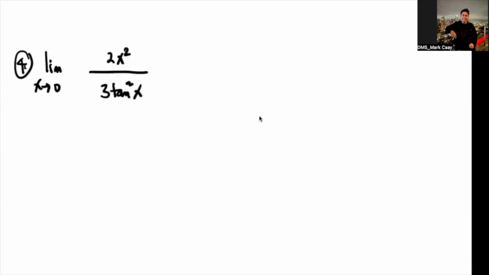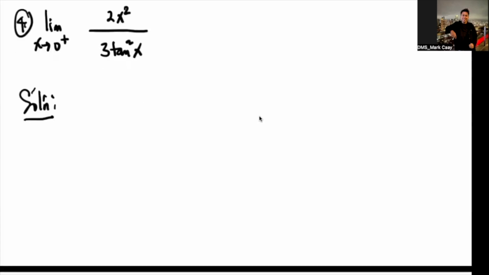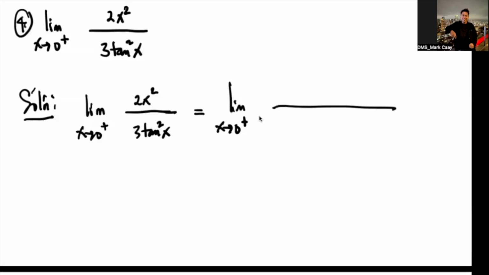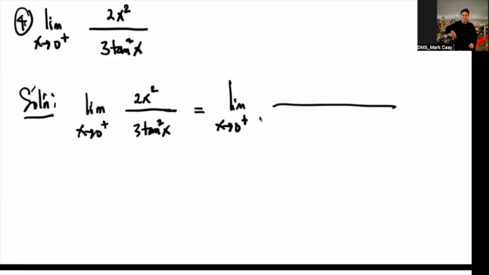Okay, so the last question is, we want to get the limit of 2x squared all over 3 tangent squared x as x approaches 0 from the right. So how do we solve this? If you look at this one here, let me copy it first. I can write this as, the 3 tangent squared, I will take out the 2/3 because they are constant. I mean, the 2/3 is constant. So what remains here is x squared.